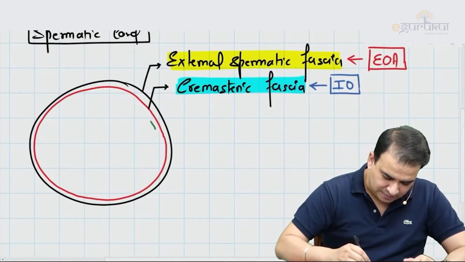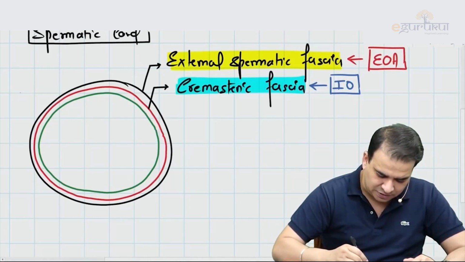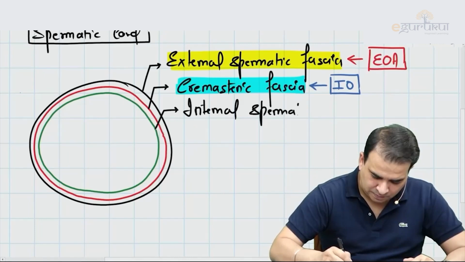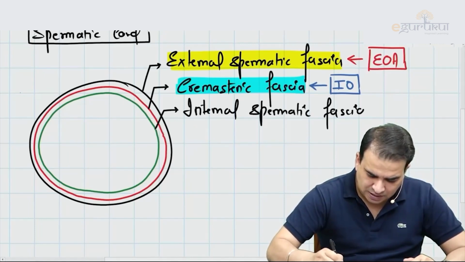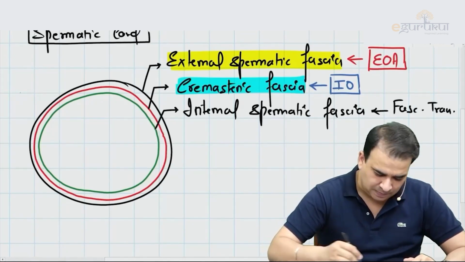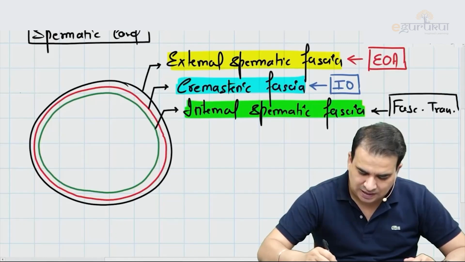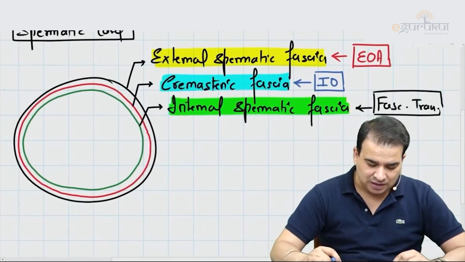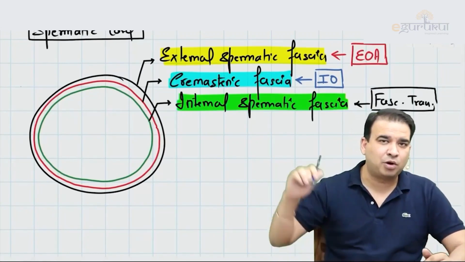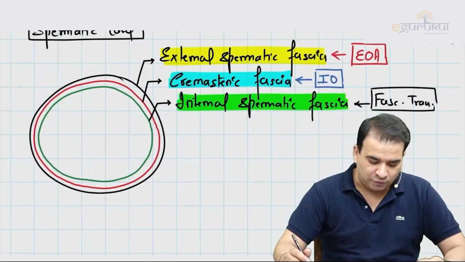Then we have the third layer, which obviously is the internal spermatic fascia. Please note, the internal spermatic fascia is the extension of the fascia transversalis. As I said, the transverse abdominis muscle is not sending extensions down; it's the fascia transversalis which is forming the internal spermatic fascia. So these are the layers of the spermatic cord, and the important thing is where they're coming from: what fascia or muscle of the abdominal wall continues down to form these layers.